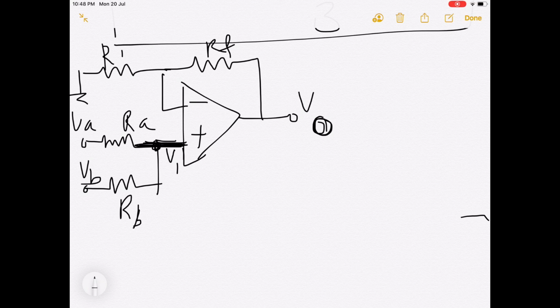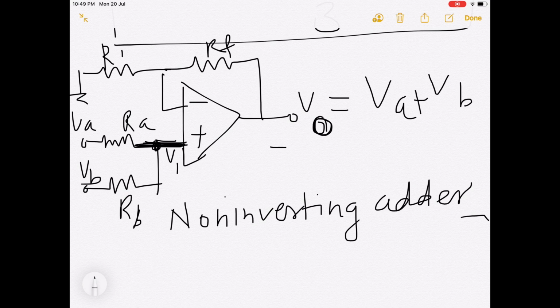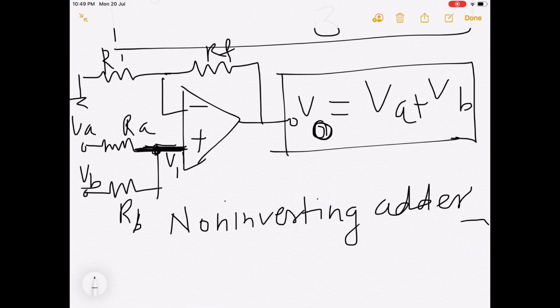So this is in non-inverting adder. Non-inverting means there is no negative sign at the output. So directly you can write here VO is equal to VA plus VB, okay. So this is the output of non-inverting adder. So many times they will give you circuit diagram with values of all resistors, and they tell you to calculate output voltage VO. So directly you can use this formula as VA plus VB, okay.